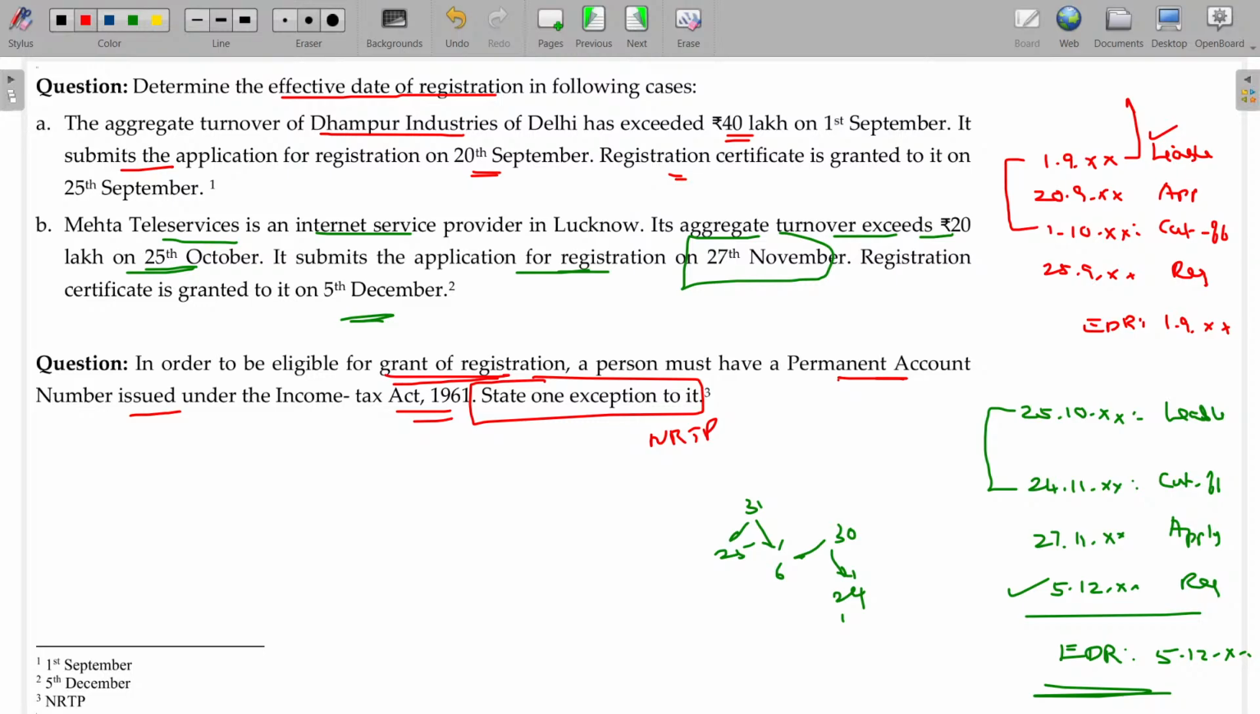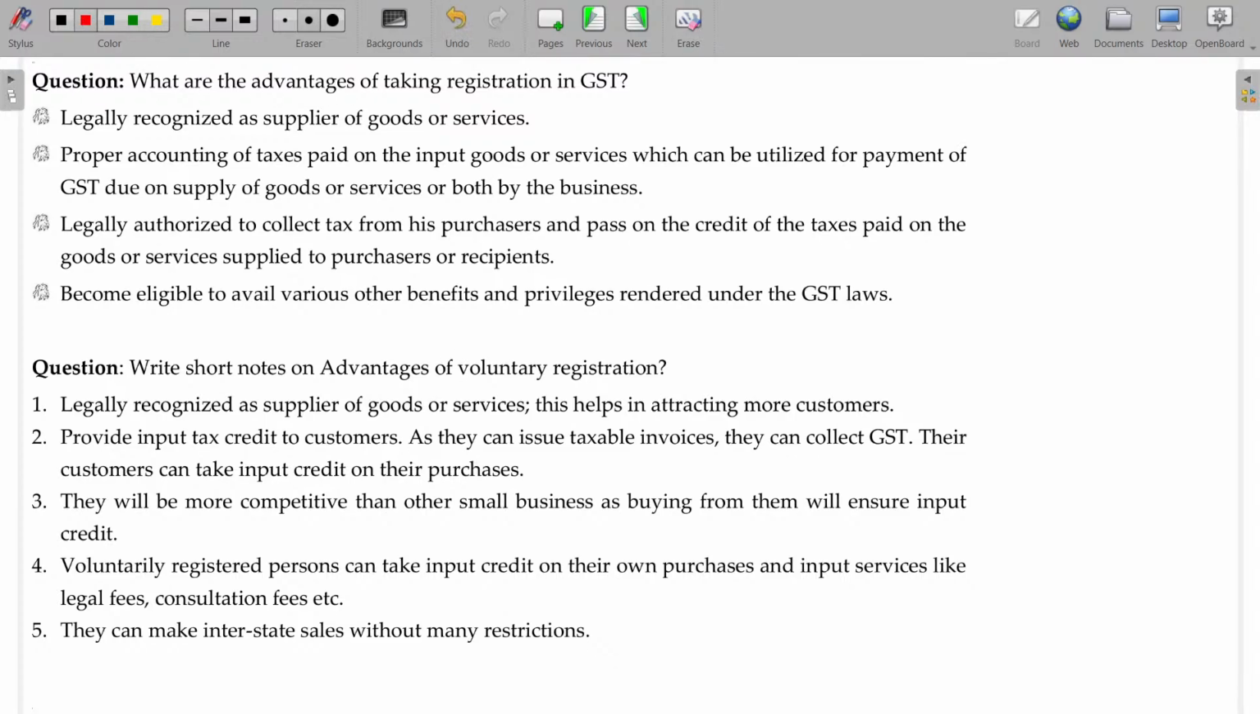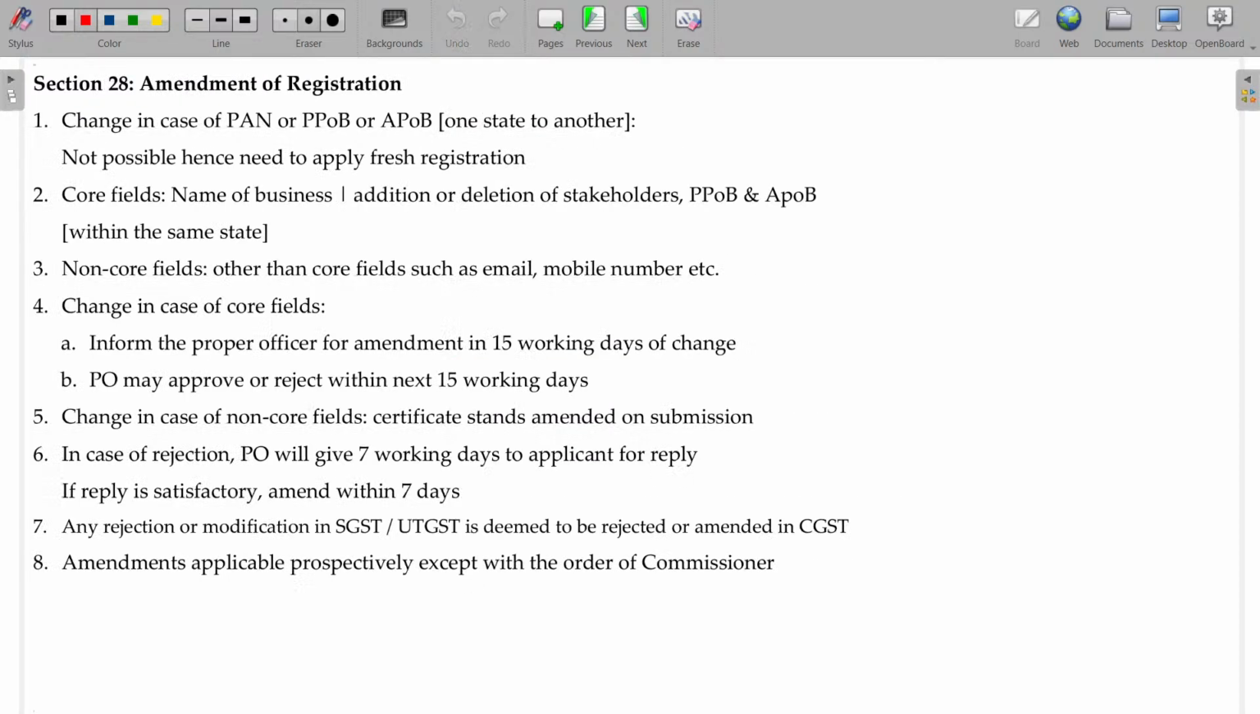Now, what are the advantages of taking the registration? It's a theory question. You can read it easily because everything is legalized and streamlined, and you will get the GST collecting ability as well as GST paid on input can be received as ITC. And what are the advantages of voluntary registration? Already I told you, you have the right to claim the ITC, and that ITC claim will also be passed on to the next recipient also. And you can have the views over that.